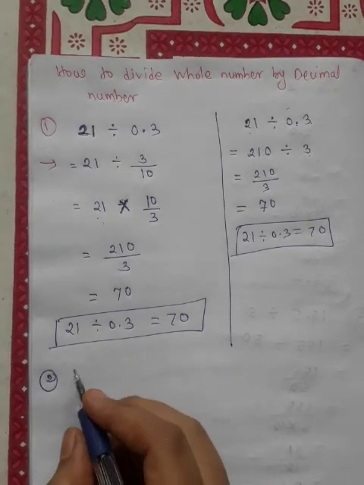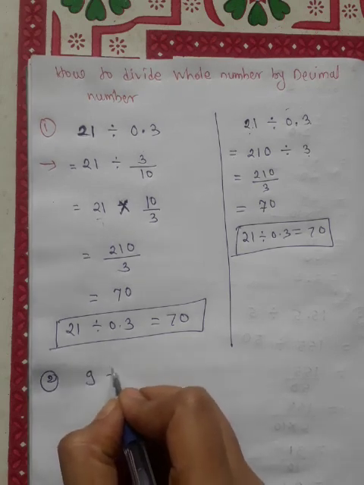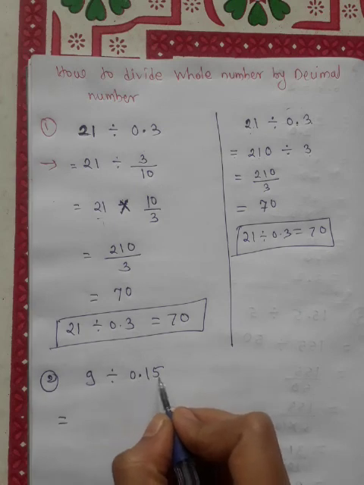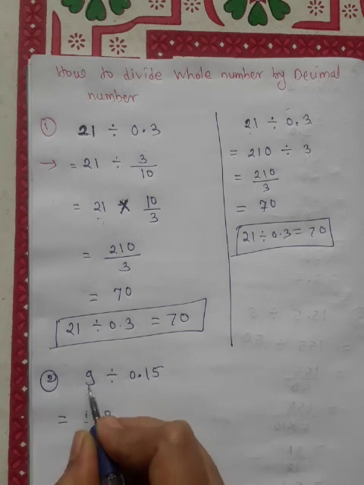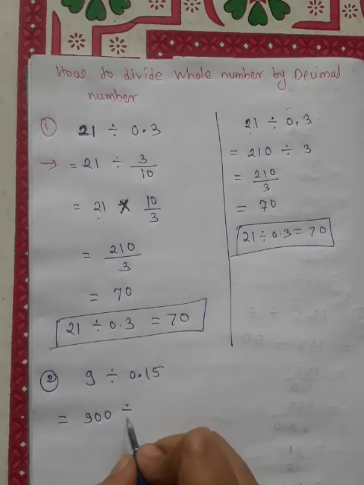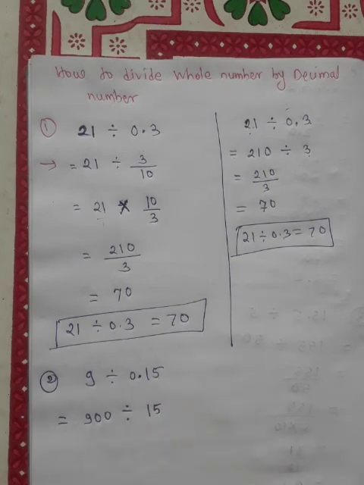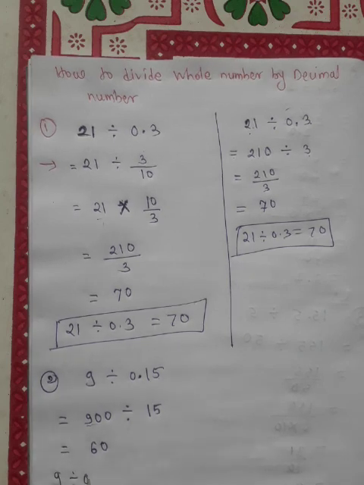Okay, now see the second example. 9 divided by 0.15. There are two digits after the decimal point, so put 2 zeros in the dividend, and remove the decimal point. If we remove the decimal point, the number will be 15. And 900 upon 15, so 90 by 15 is 6 and 0 as it is. So 9 divided by 0.15 is nothing but 60.